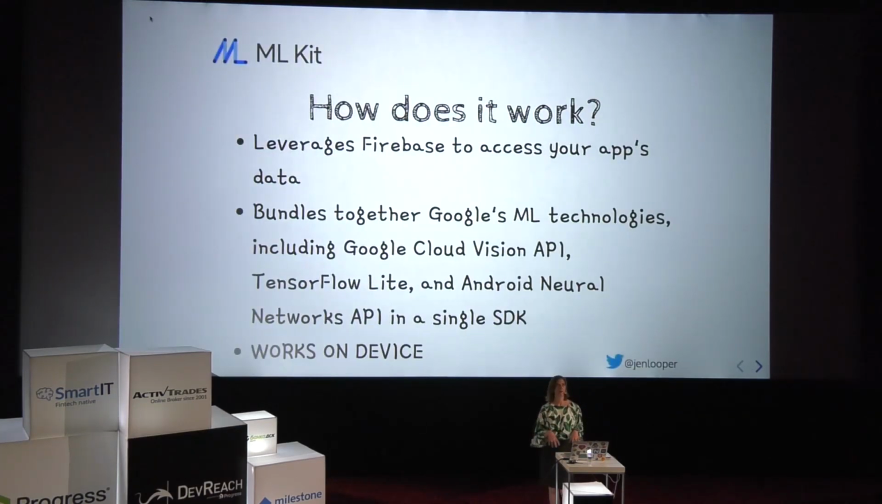So all of this is already built into MLKit, and it comes with its own models, so you can basically make generic calls against it, or you can train something custom and bring it into MLKit if you like. So how does this thing work?